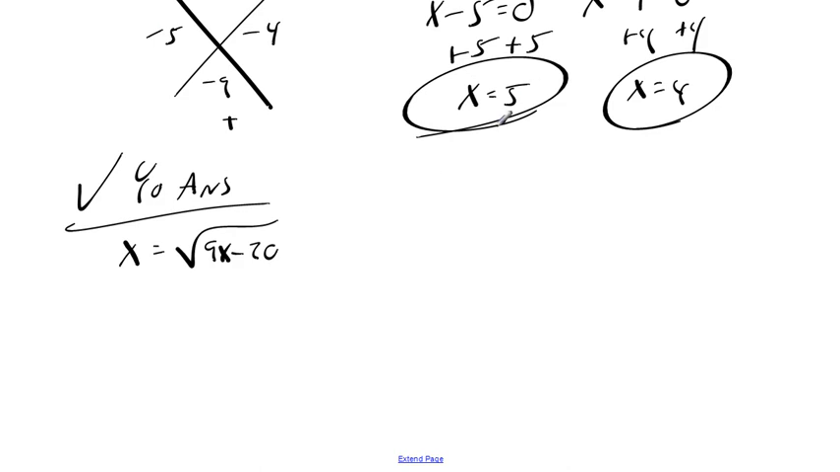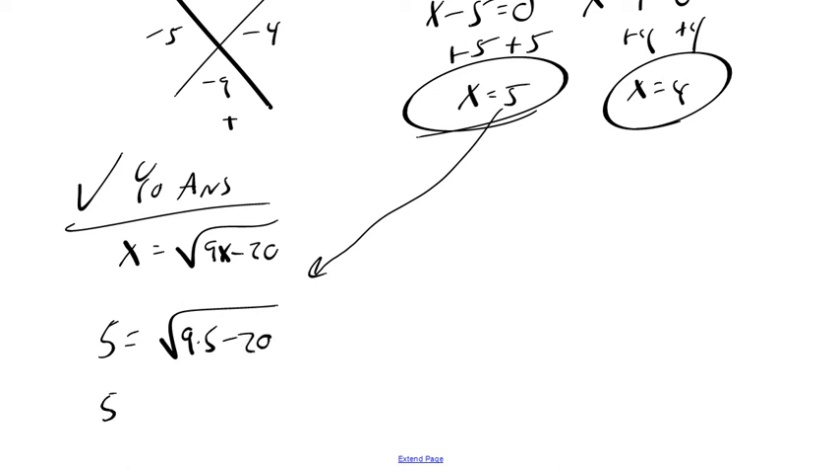All right, so let's plug these in. Let's first plug in 5. Is it true? Does 5 equal radical 9 times 5 minus 20? Well, let's see. 9 times 5 is 45. 45 minus 20 is 25. And the square root of 25 is 5, and 5 does equal 5. So, bing! Yay! So we know that 5 is an answer.